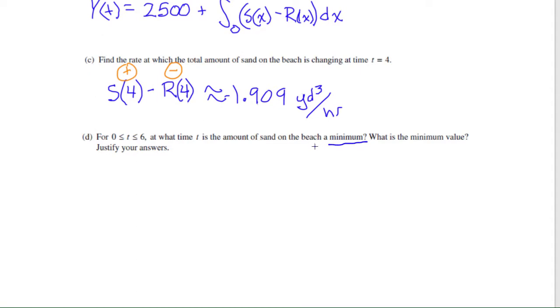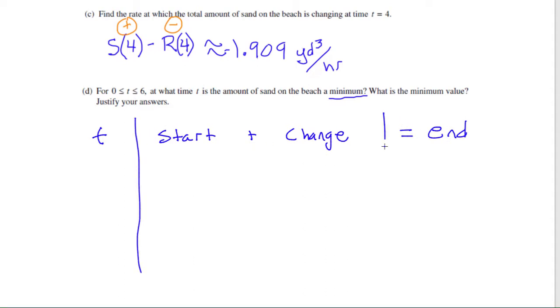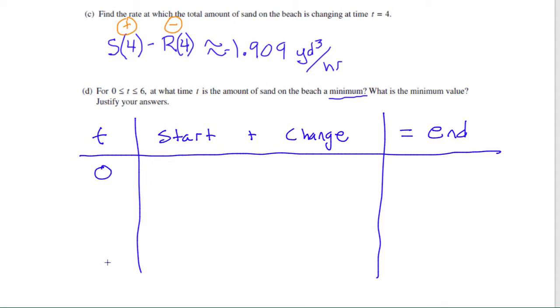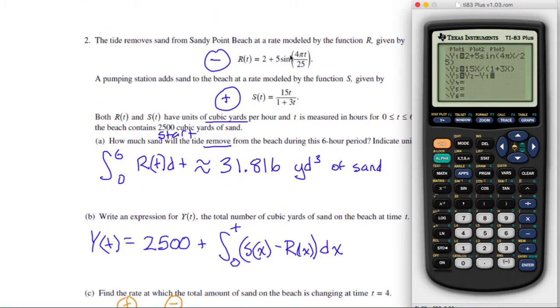That means we are looking for an absolute minimum, so I'm making a table. I'm going to have T values here. I'm going to do start plus change, and that will be equal to my end value. Obviously, I need the end boundaries, 0 and 6. The quickest way to do that is y equals, VARS, Y-VARS, enter 1 minus, oh wait, I'm doing this backwards again, god darn it. Okay, so I'm going to insert Y-VARS, enter 2, y2 minus y1, and then I'll delete this guy. So I'm doing y2 minus y1, the positive 15x divided by 1 over 3 plus x, so the positive 1 minus the negative 1, and I'm going to turn off the previous two graphs. Turn you off, turn you off, and again, my window is still correct, so I just have to do zoom 0.